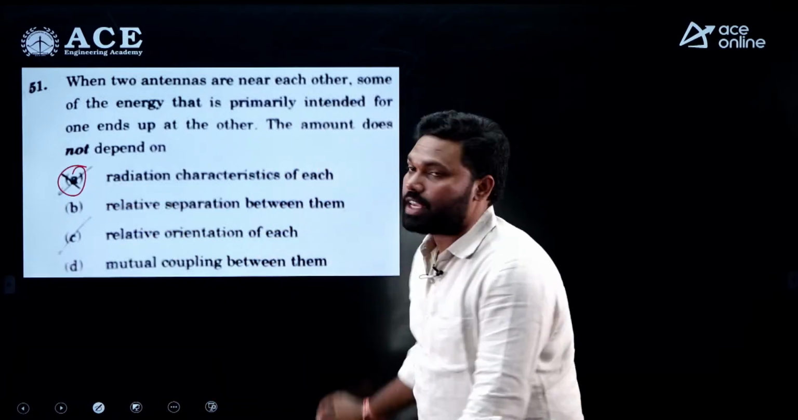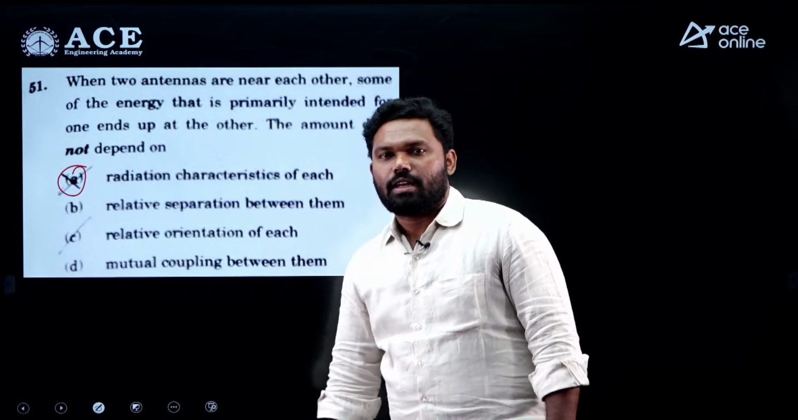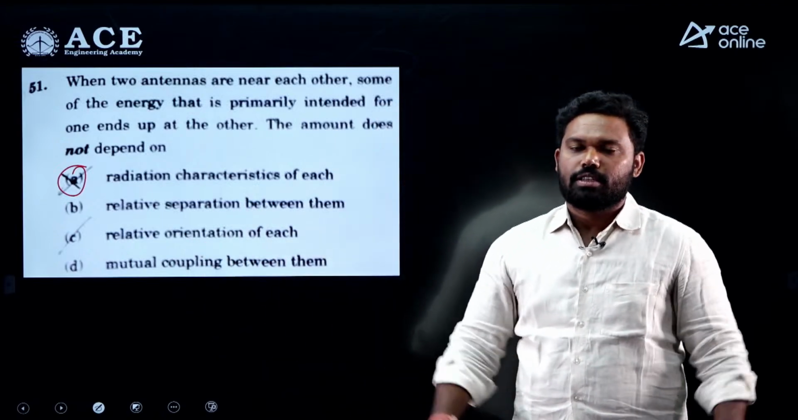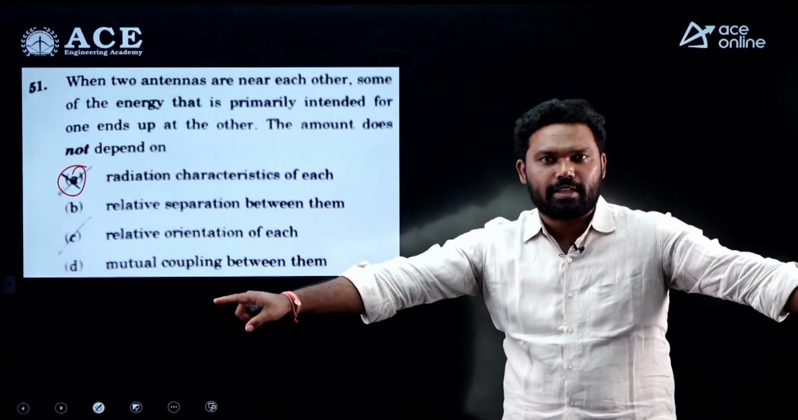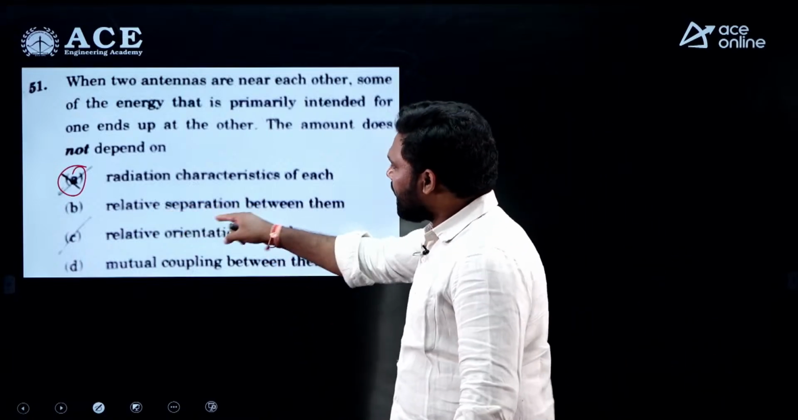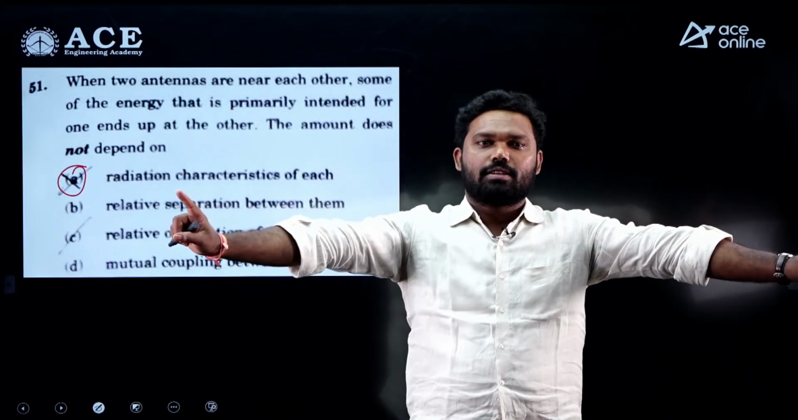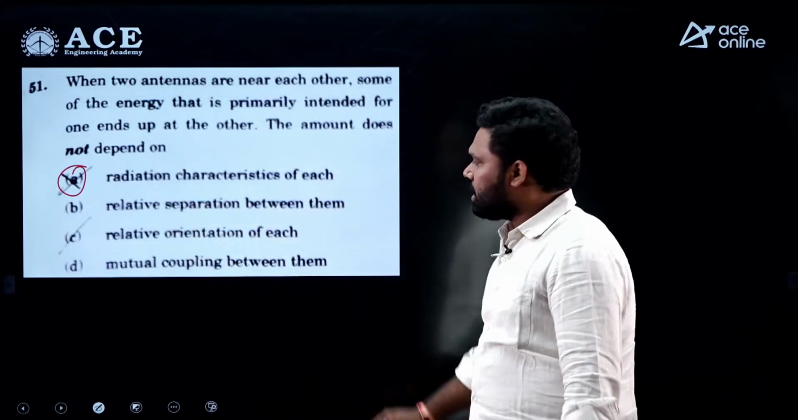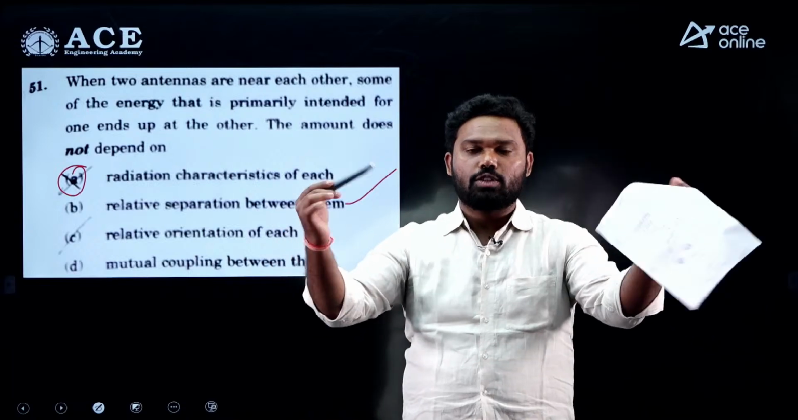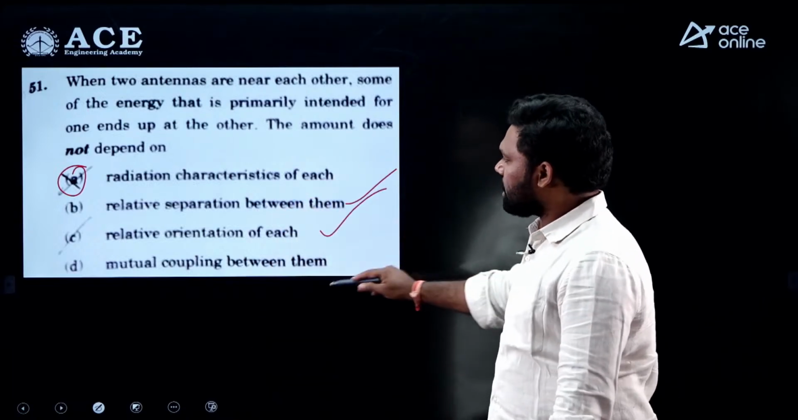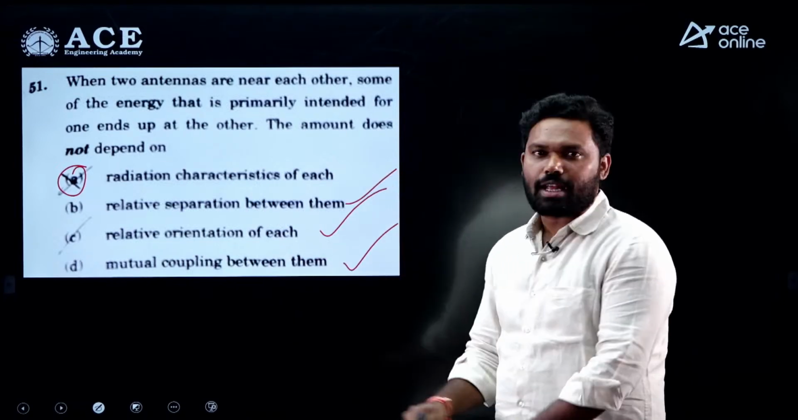The radiation characteristics of each single antenna will not affect the communication between the two antennas. The communication between the two antennas will depend on the characteristics of the two antennas, not a single one. Fine. So let us try to answer why this is correct. Relative separation between them. Yes, obviously. So the distance between the two antennas is going to affect the communication between them. This is a correct statement. The relative orientation of each. Yes. Relative orientation, how these two antennas are oriented with each other. Yes, this is also a correct statement. A mutual coupling between them, how they are coupled. Yes, this is also. So the most appropriate answer is option A.